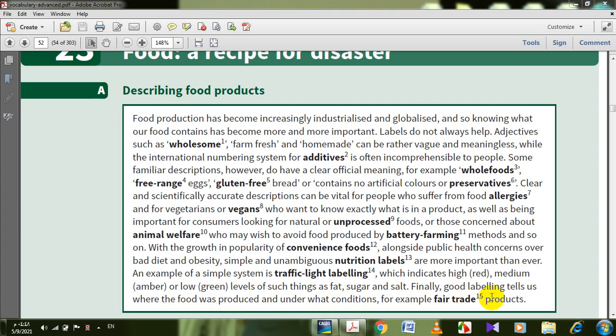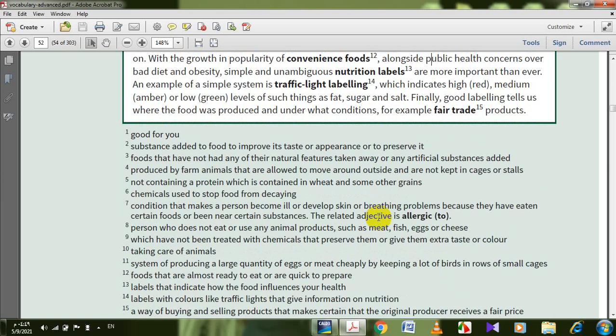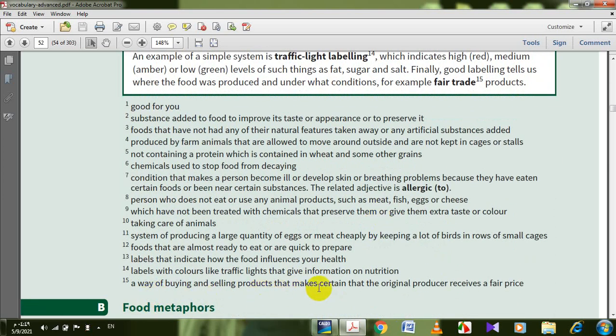Finally, good labeling tells us where the food was produced and under what conditions. For example, fair trade products. What are fair trade products? It is a way of buying and selling products that makes certain that the original producer receives a fair price. So these are products sold at a fair price.